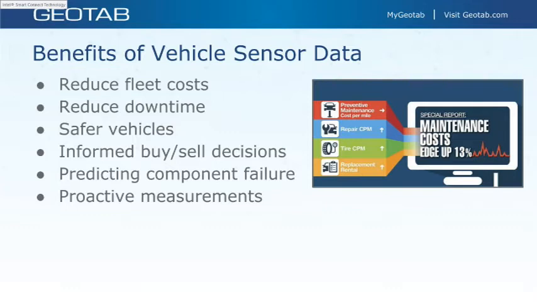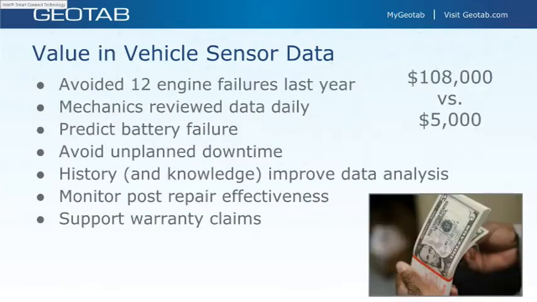For example, if you can get a really good handle on this stuff, you can sell the vehicle before it shows signs of big problems. So, keeping an eye on those trends. You could even predict component failure, and we'll talk a little bit more about that. And then you can take some proactive measures on avoiding these failures.